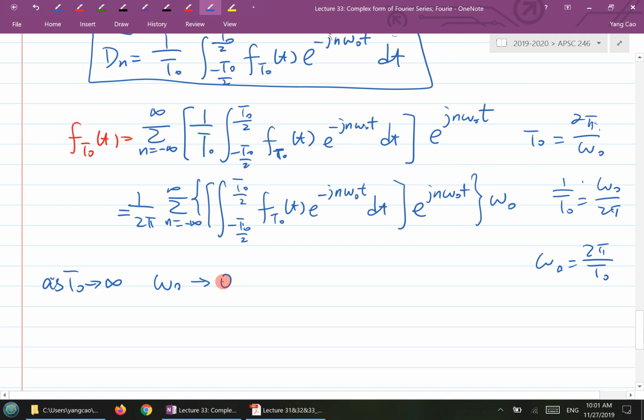So basically, if you think of d_n, this d_n, we typically plot the absolute value of that. We also plot the angle of it versus n omega naught. So basically, at this frequency, at n equal to 1, 2 times this, 3 times this, what's the magnitude? What's the phase angle?